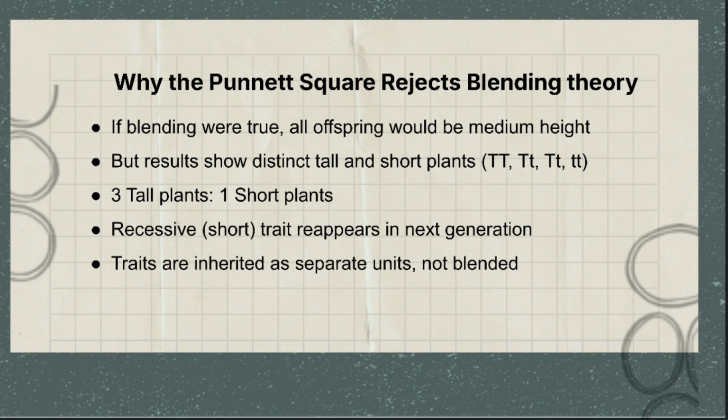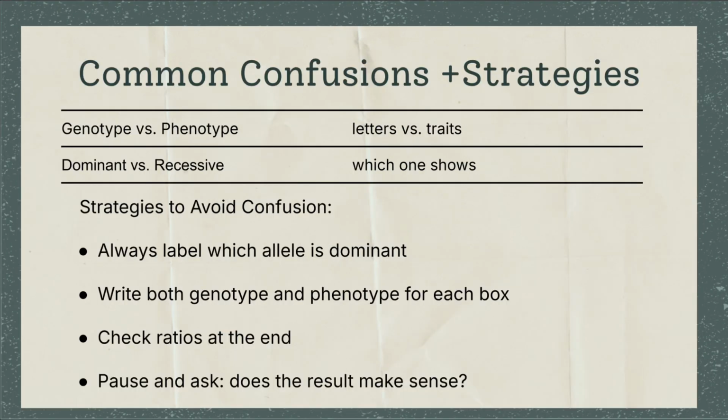So some common confusions that I see come across and some strategies that can be helpful with that is that sometimes I find myself mixing up genotype versus phenotype, and I quickly tell myself that genotype is letters and phenotype is traits. And another thing that can be confusing is dominant versus recessive. I like to tell myself that dominant is dominating, so dominant is like the one that would be showing.